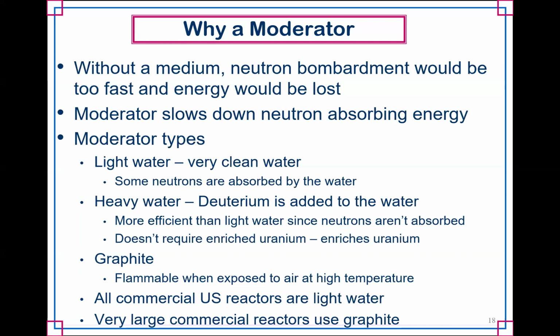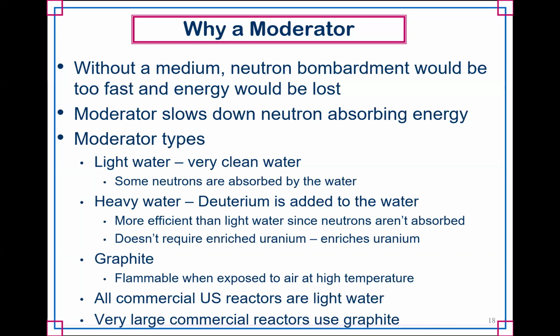There is a downside to that, though, and it doesn't require enriched uranium. So you can just take regular old uranium out of the ground and pull it into pellet size and actually get nuclear fuel. But it does enrich uranium. So you can put uranium into a reactor and out comes plutonium, which is much more dangerous to deal with in terms of nuclear proliferation. Graphite doesn't have that problem.